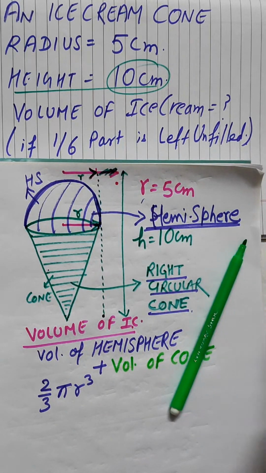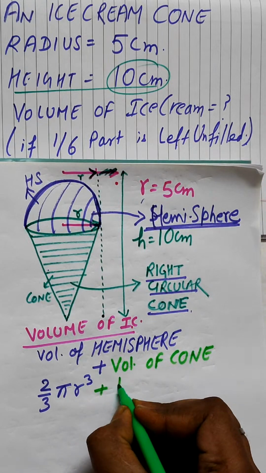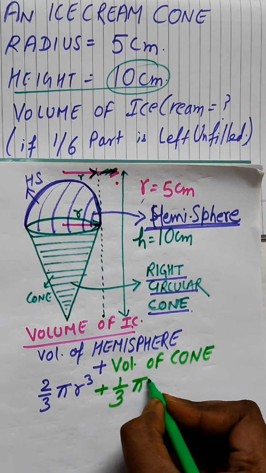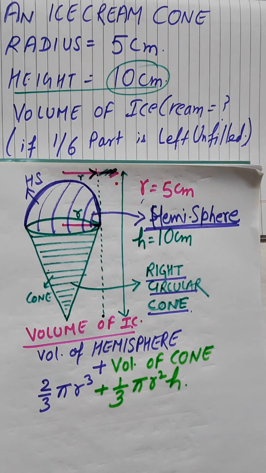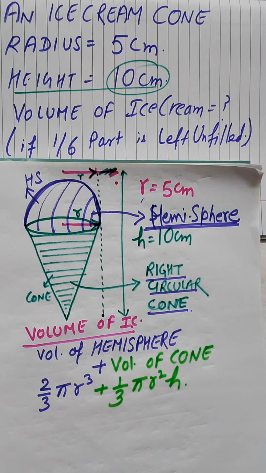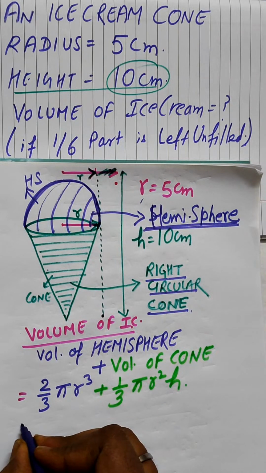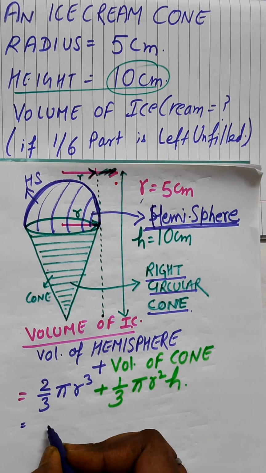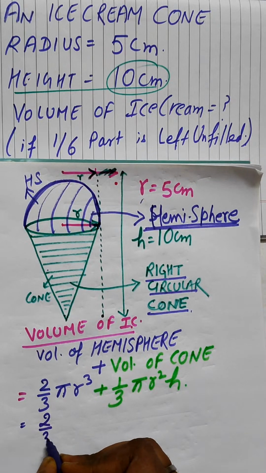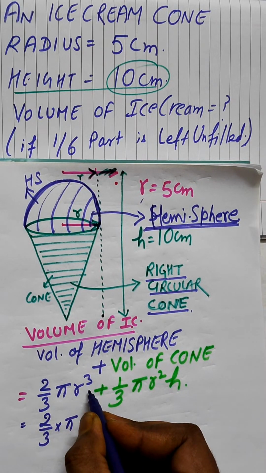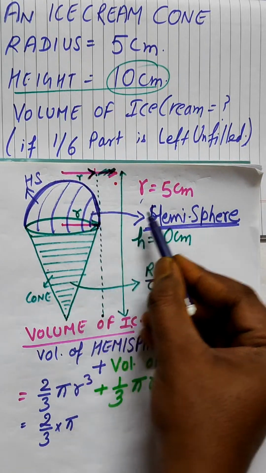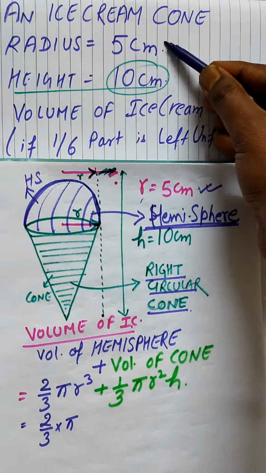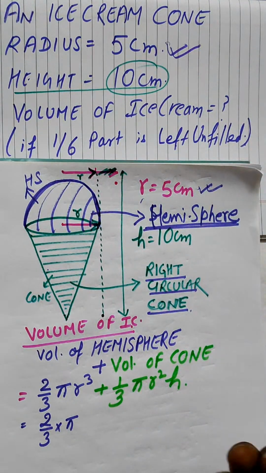And what is the volume of the cone? That will be added. The volume of the cone is 1 by 3 pi r square into h. Now this will be the total volume. So we'll put the values over here: 2 by 3 into pi into r cube. What is the value of the radius over here? From this point to this point, the radius is 5 centimeter. It's given in the question, radius is 5 centimeter.